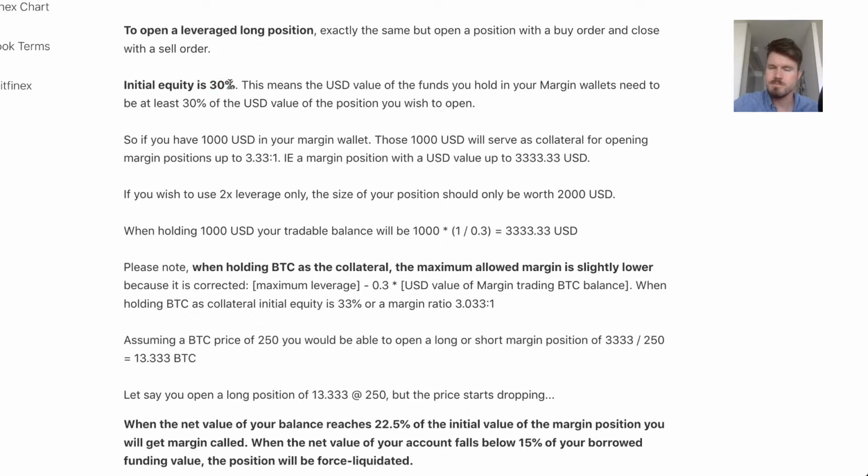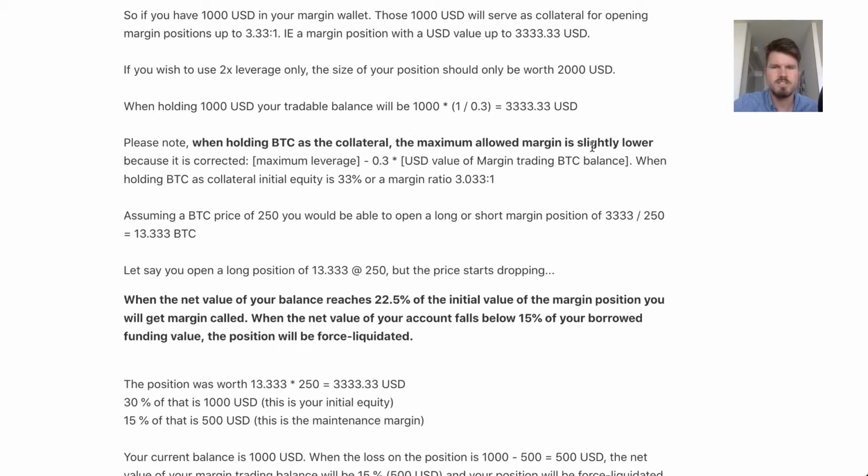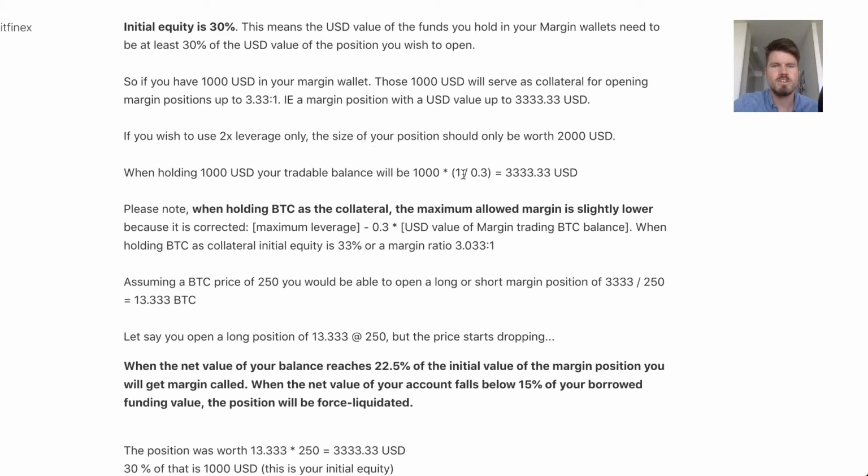So you've got a bit of a gap. It's still important to put your stop loss at the correct price point to make sure that you don't get liquidated, because you can still get liquidated. Make sure to have a good risk ratio, but it's still a security that having more than 1,000 US dollars is a good thing because of this 30% equity minimum that you have to have when trading.